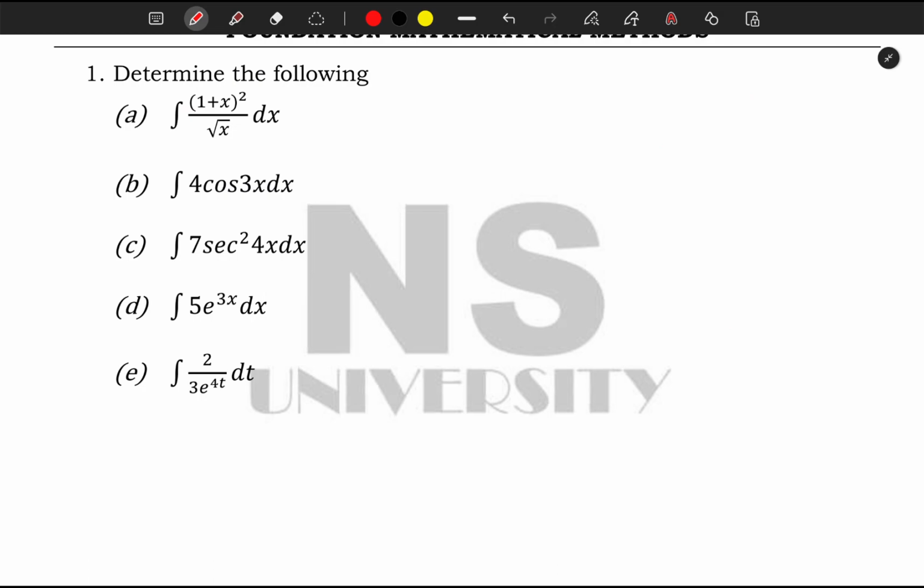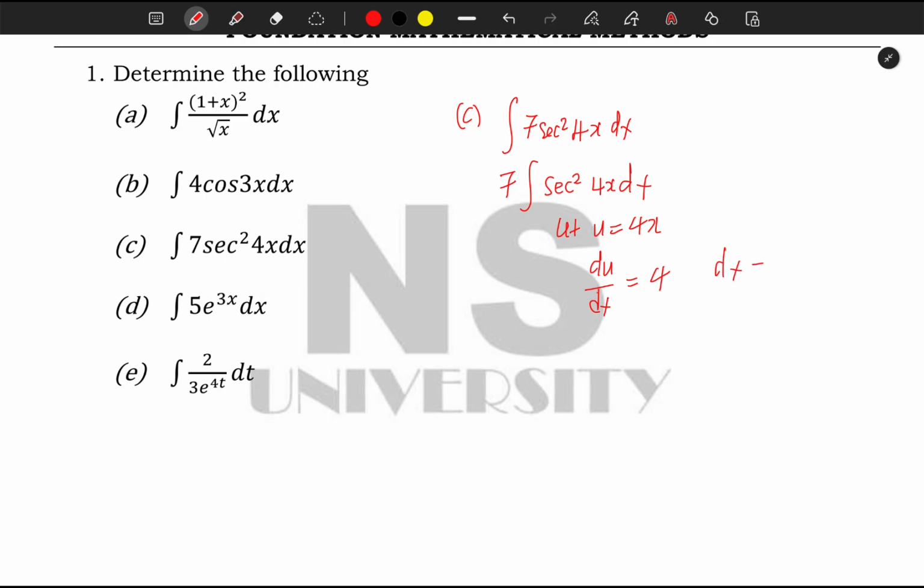Next is C, which is the integral of 7 sec squared 4x dx. Again, 7 is a constant. Take it out. And recall, if you know the table of integrals, here I'm going to say let u be equal to 4x. Then du dx is equal to 4. Then we make dx the subject of the formula to give us du over 4.